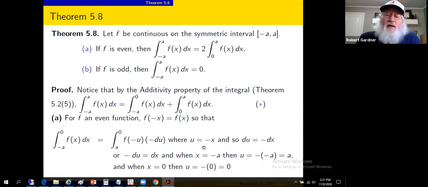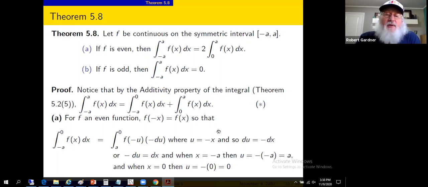All right, then negative u equals x, so the x becomes a negative u. du then is negative dx, so the dx becomes a negative du, right? I'm liking the differential notation, and I have to change the bounds as well. When x is negative a, as it is over here, the corresponding u value is negative a, or a itself. When x is 0, u is negative 0. So this becomes an integral from a to 0, f of negative u du.